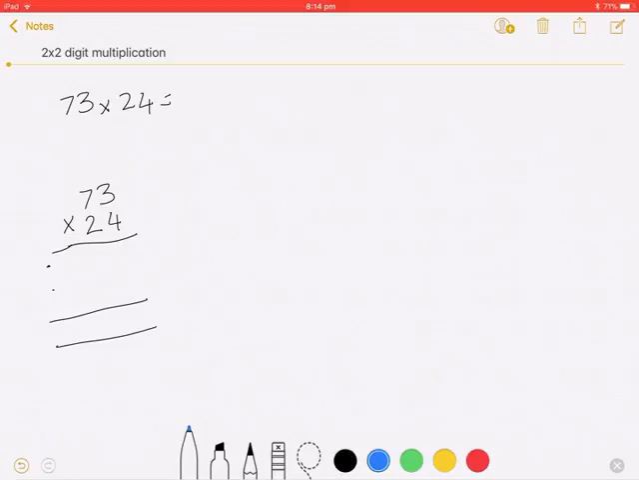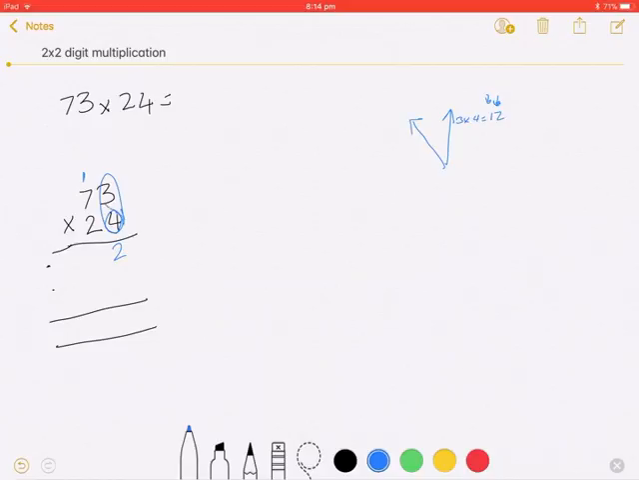Now, the first thing I do, I like to remember it this way, we go up. So we're starting here in the ones and we go up, which is 3 multiplied by 4. 3 4s are 12. So I put my 2 down here, and then I put my 1 at the top of the tens column. So that's up. Then I go diagonal.